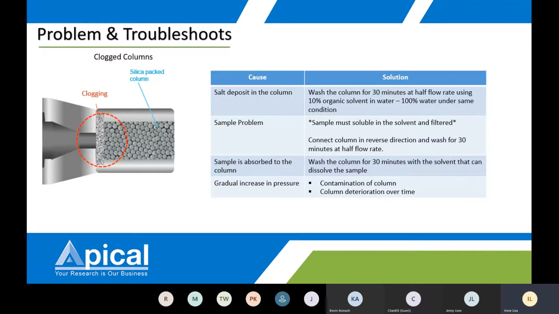So if you have salt deposit, the recommendation would be to wash the column for 30 minutes under a half flow rate using 10% of organic solvent in water, or on the other hand, you can just use 100% water under the same condition. If you have a sample problem, sample should always be filtered. It is discouraged to use sample as raw, so it's good to filter it to remove whatever debris is there. On the other hand, it is also good to use a guard column. A guard column will always tend to protect the columns that you are using.